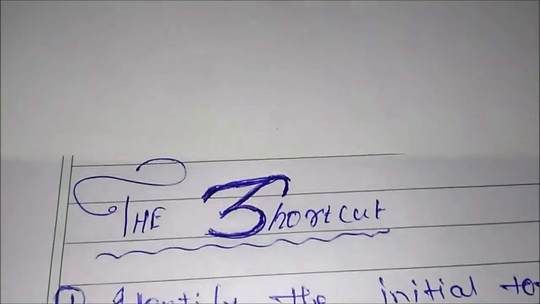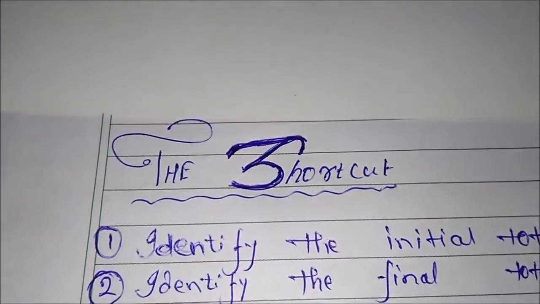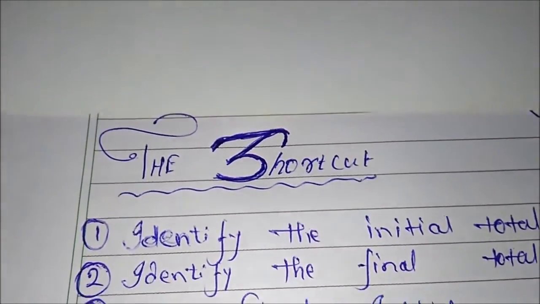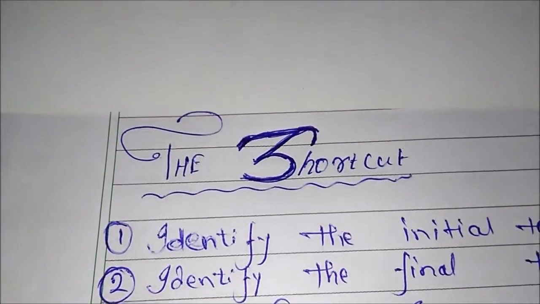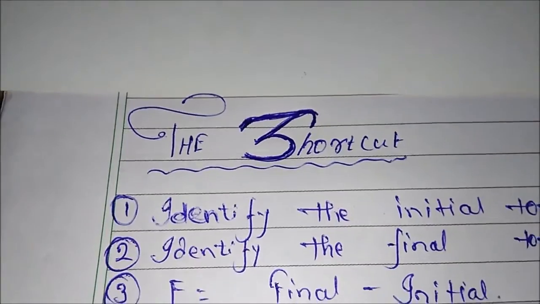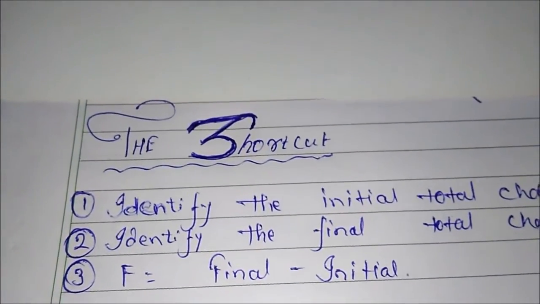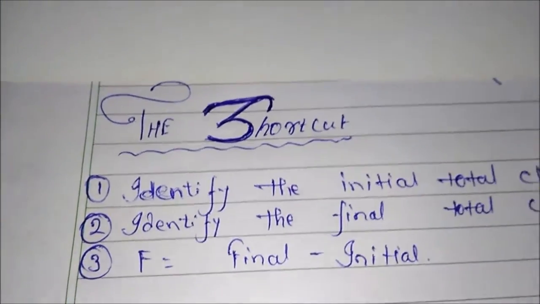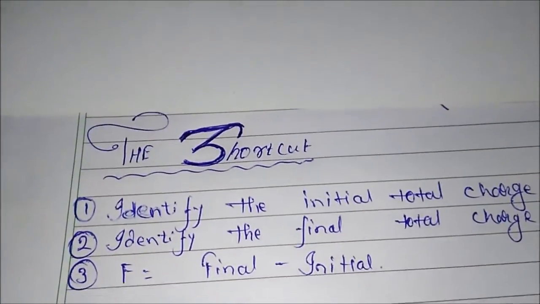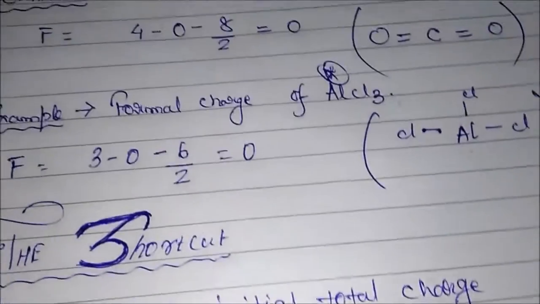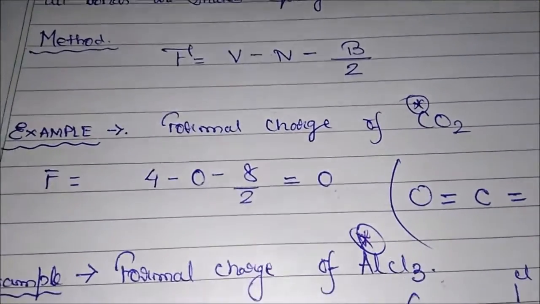And yeah, let's continue. The shortcut method is actually telling you that from the very term definition we can find it out. How? You have to identify the initial total charge, identify the final total charge, and then just subtract them, final minus initial, and you will get it. So let's have a look. Let's go to the very examples that we have solved.